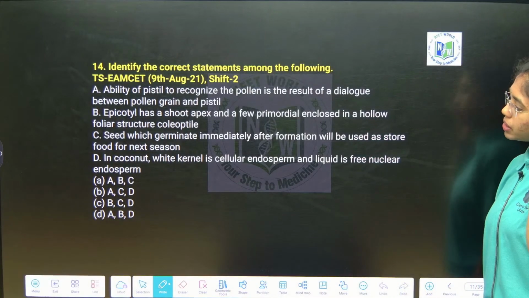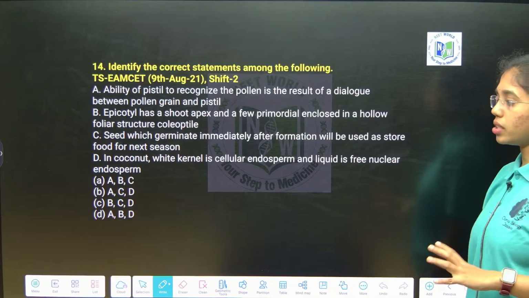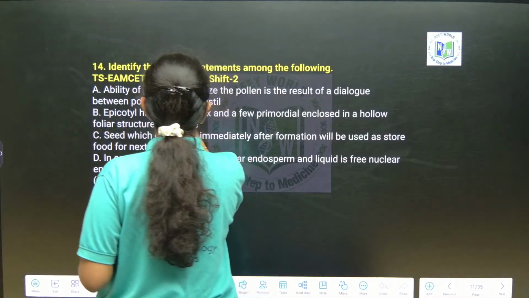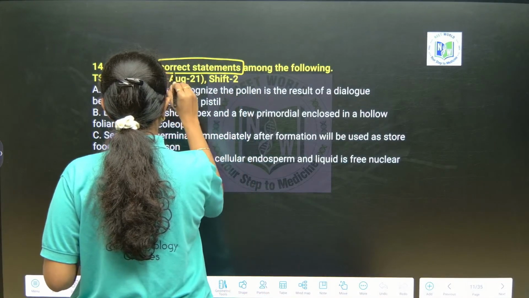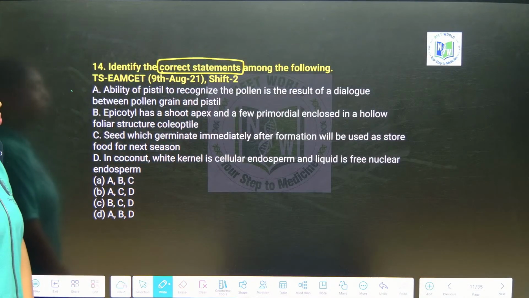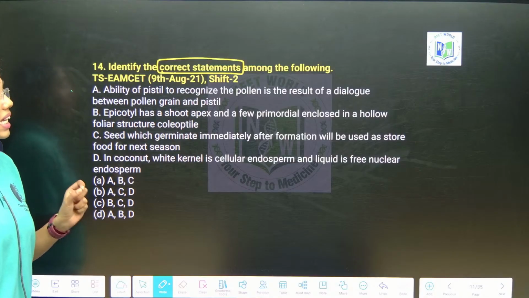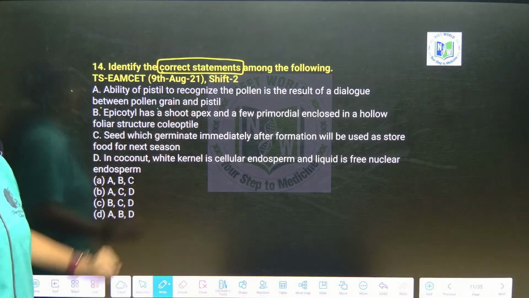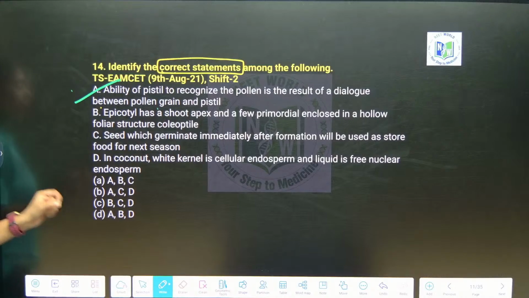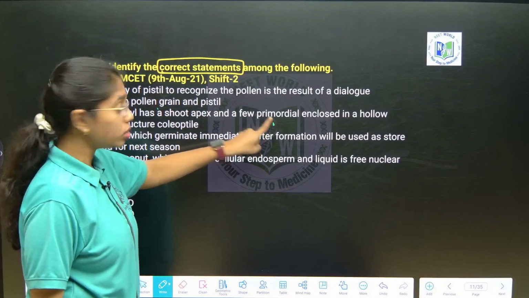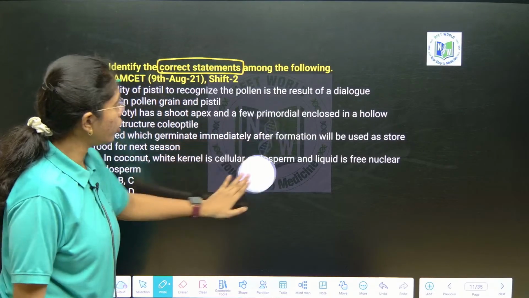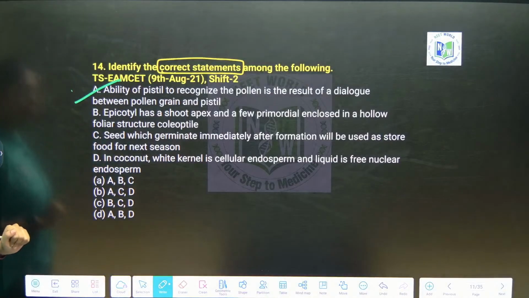Identify the correct statements among the following. We need to look at the right statements here. Whenever a statement based question is asked, just look into whether it is asking you to identify the correct set of statements or the incorrect set of statements. Look at here, ability of pistil to recognize the pollen is the result of a dialogue between pollen grain and pistil. Yes or no? Correct. Epicotyl has a short apex and few primordial enclosed in a hollow foliar structure, coleoptile. This will give rise to what? Plumule, right? Option C you see.